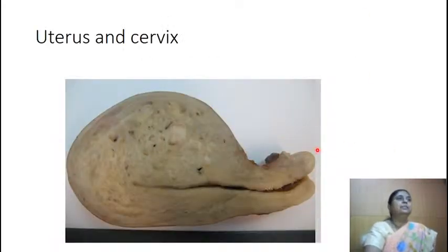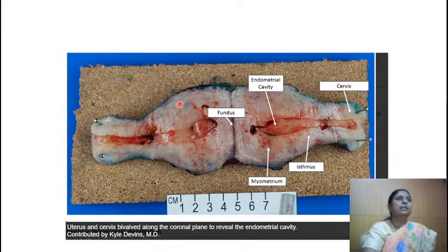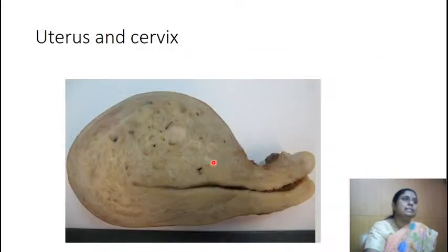Do you find a difference between the previous sections? Yes, compare it with these sections. Are you finding a difference? Do you see how the uterine muscle and the endometrial cavity look here? This is just cut open after the excision of the specimen from the body. Now this is the section of the uterus which is already fixed.